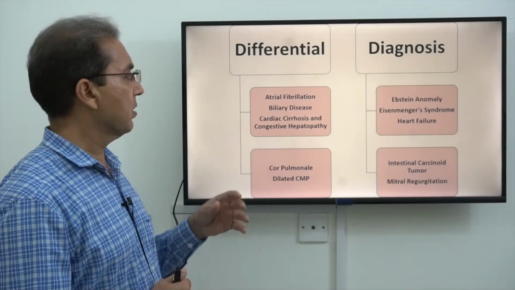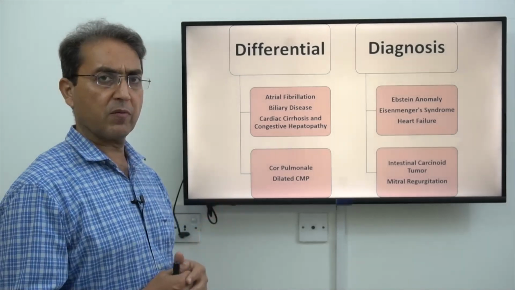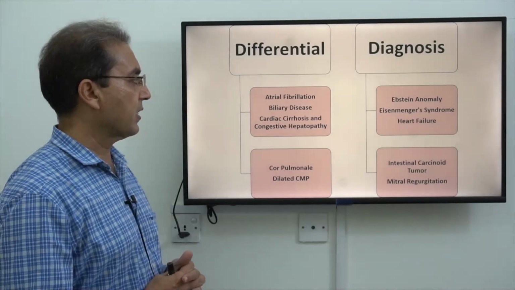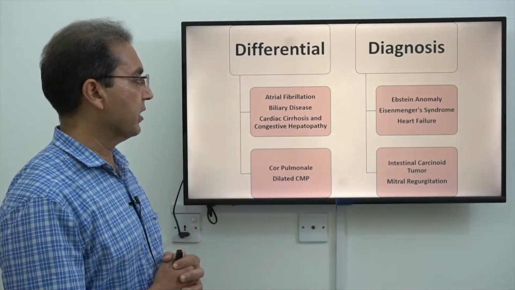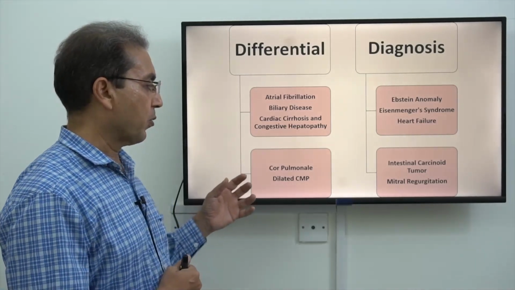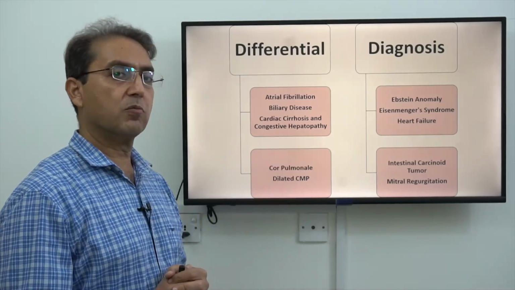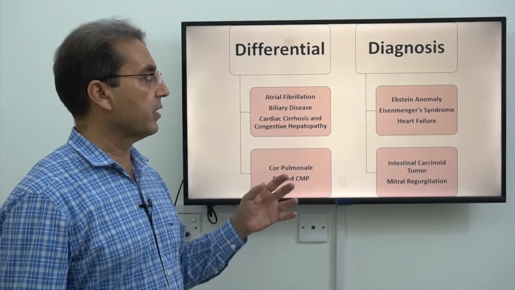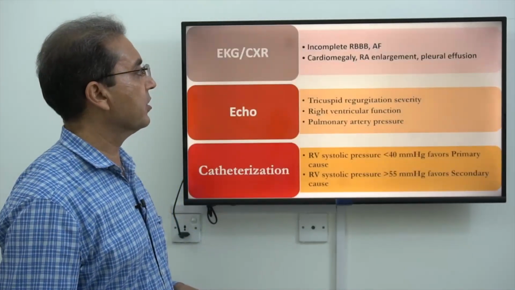Differential diagnosis includes atrial fibrillation for any reason, for example, thyroid disease or mitral valve disease or any other disease. The patient has to be differentiated as the patient is jaundiced with a distended liver. It may be distinguished from biliary disease, cardiac cirrhosis and congestive hepatopathy, cor pulmonale, dilated cardiomyopathy, Ebstein anomaly, Eisenmenger syndrome, heart failure, intestinal carcinoid tumors, and mitral regurgitation. These are the differential diagnoses of tricuspid regurgitation.